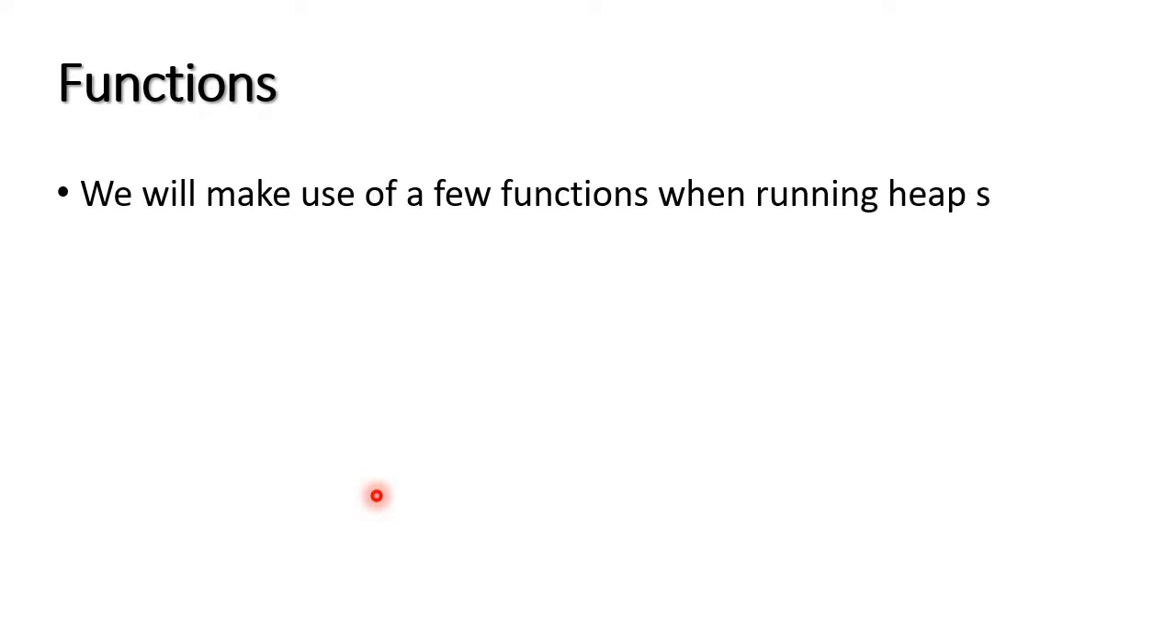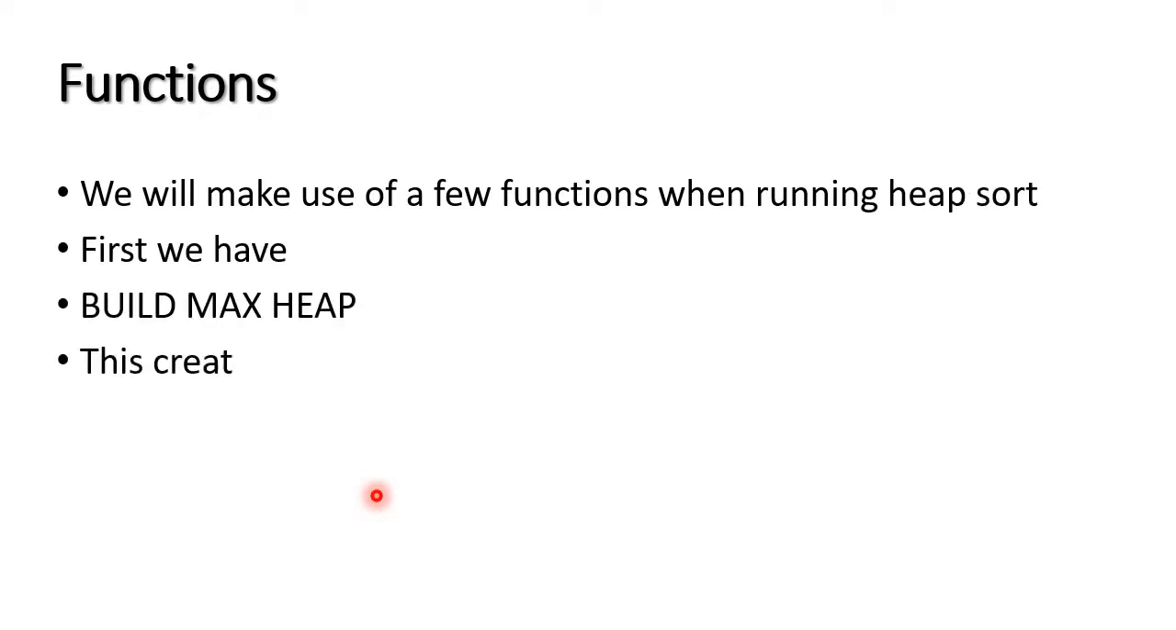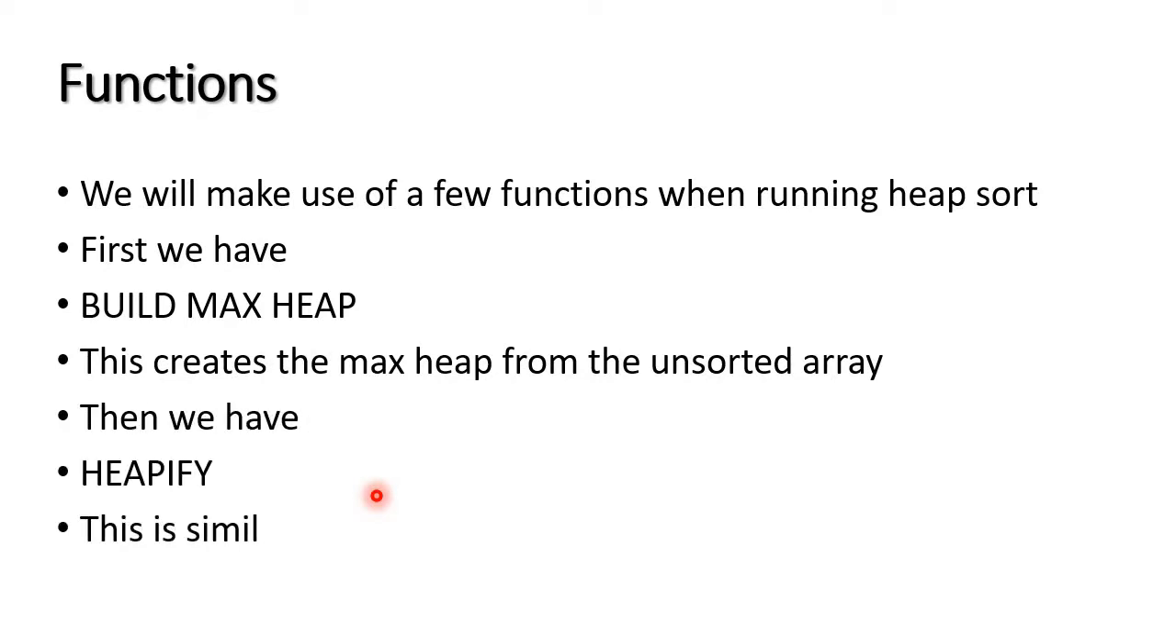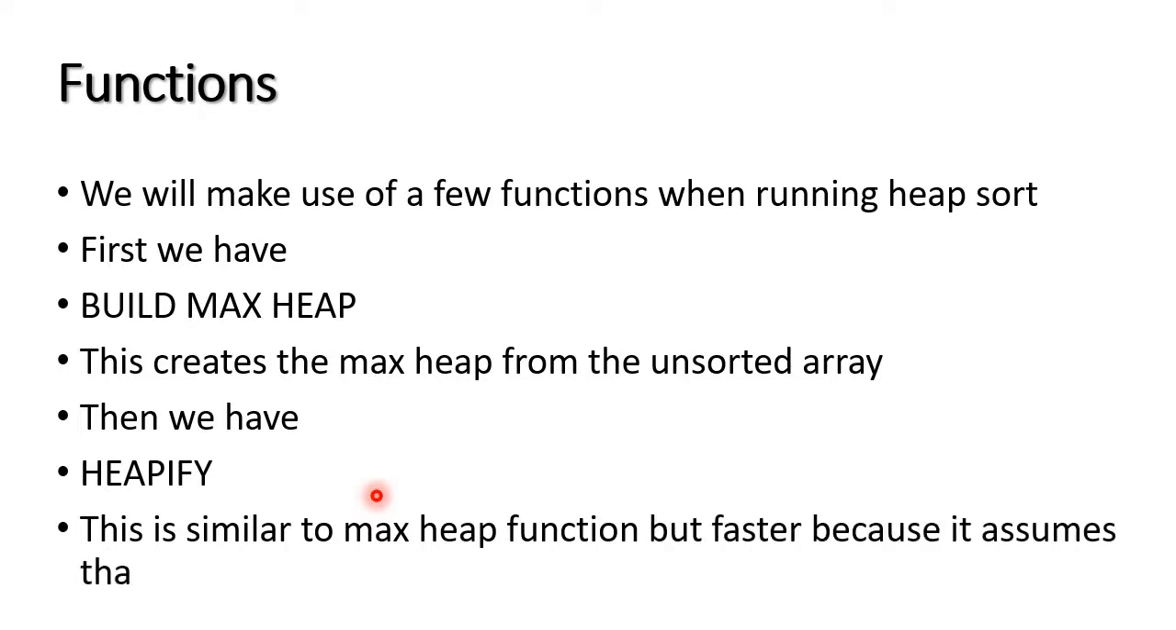We will make use of a few functions when running the heap sort. First of all, we have build max heap. This creates the max heap from the unsorted array. Whenever we have an array, we just consider that it is unsorted, and that is why we are doing this sorting. Then we have a Heapify function. This is similar to the max heap function but faster because it assumes that part of the array is already sorted.